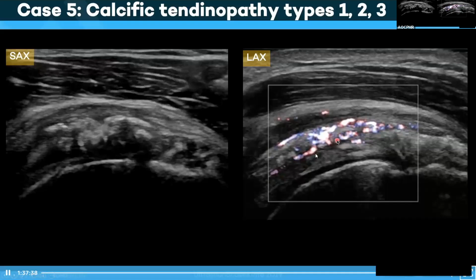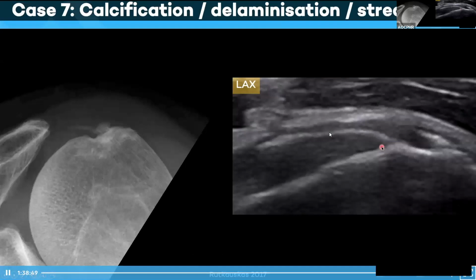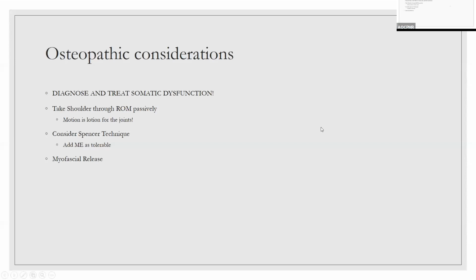This is an example of a lot of power Doppler activity showing increased vasculature to the area, meaning this is more acute. Anyway, next case. So we have osteopathic considerations for these. Spencer technique is great for these things, but I will Spencer people after the procedure. Why? Because their shoulder's full of lidocaine now, and I can take that time to mechanically further break up any calcium that's left in there. But Spencer's great for this, totally.